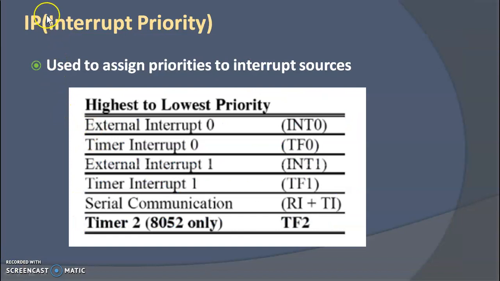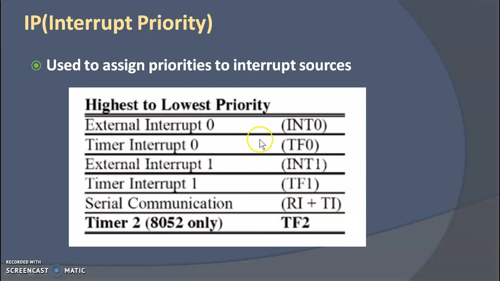The next special function register is interrupt priority register. This is used for assigning priority to the different interrupt sources. By default, this is the priority from highest to lowest. The highest priority is interrupt 0 and lowest priority is timer 2, which is there only in 8052. If it is 8051, the lowest priority is for serial communication.